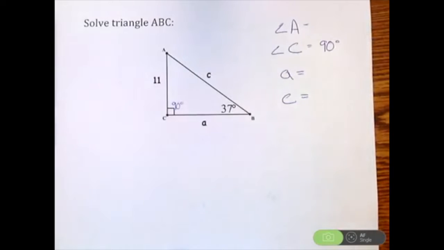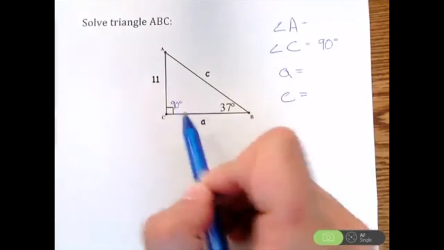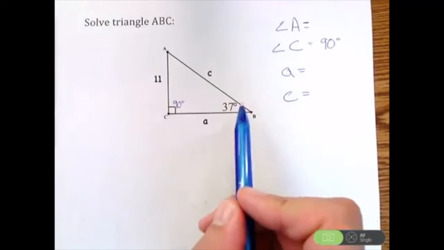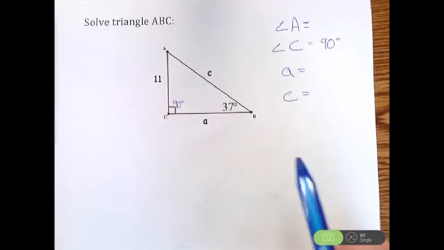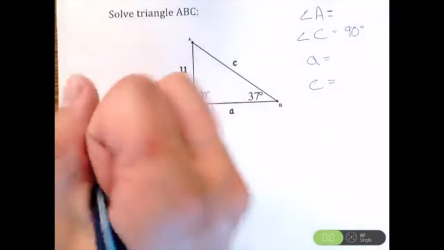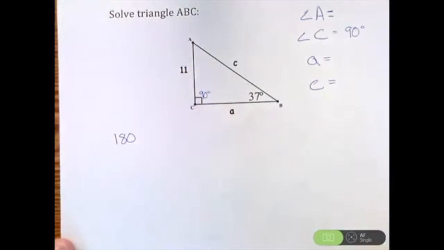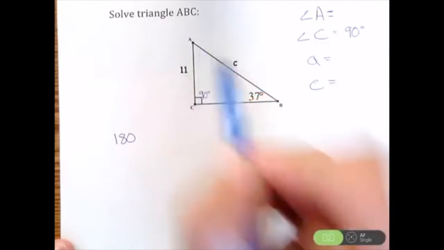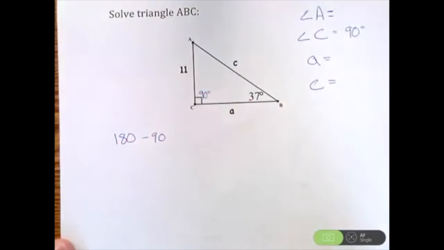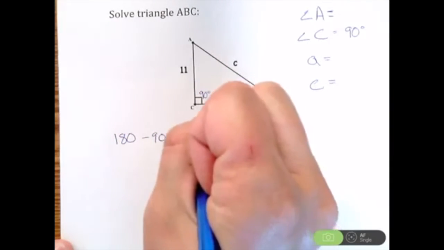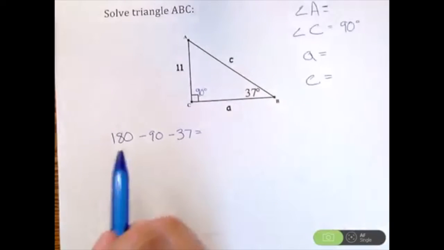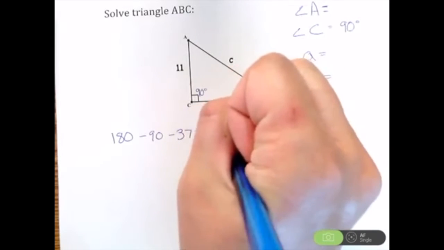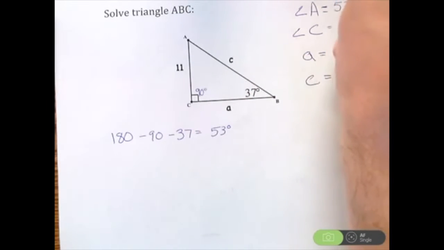That was easy enough. Now, to find angle A, you have to remember one of our properties of triangles from geometry: all three angles of a triangle add up to 180 degrees. So if I take 180 degrees and subtract off these two angles, all that should be left is our last angle up here. I subtract 90, and I also subtract 37, which is our known angle over here. So 180 minus 90 minus 37 gives you 53 degrees. And that is angle A.